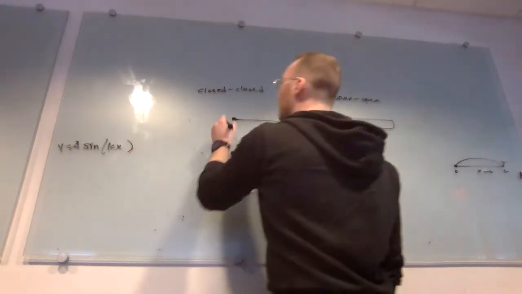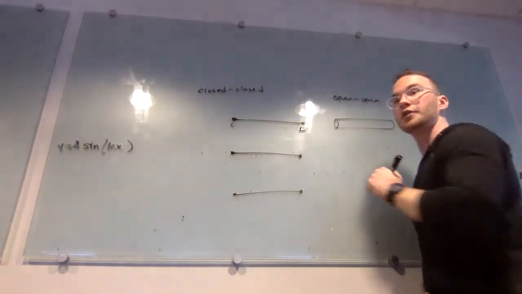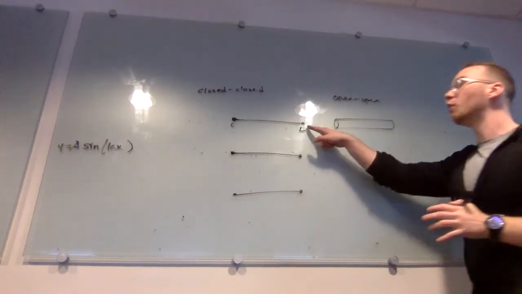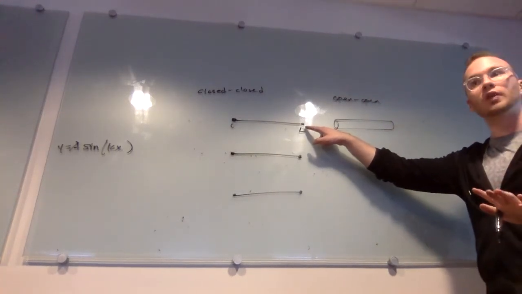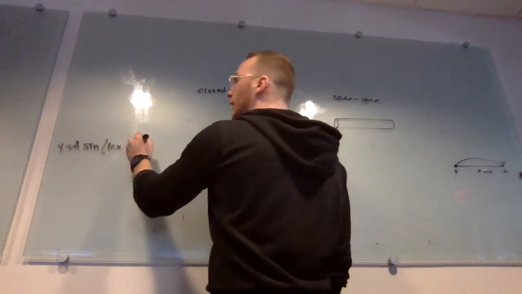We know that this is position 0 and this is position L. This is the length L, a string of length L. We want L to be a node as well, and we want 0 to be a node. Now, the reason I picked sine, really, you could do this either way.